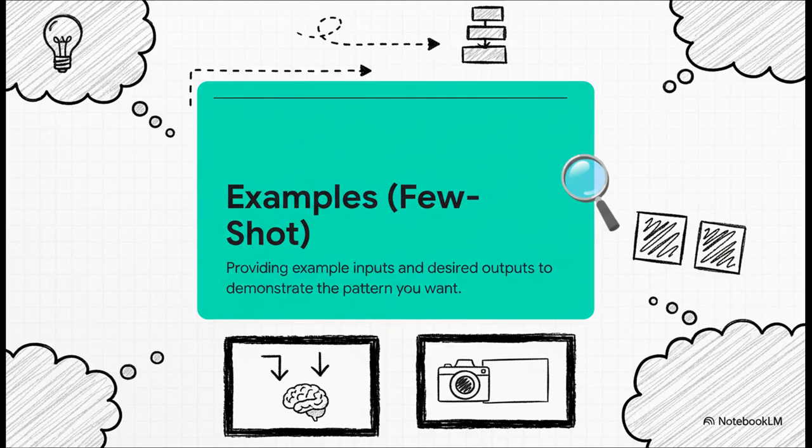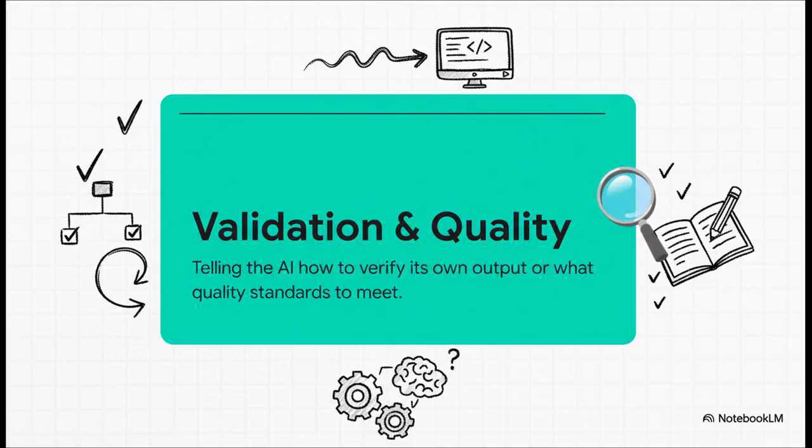Okay, next up, examples. Sometimes showing is way more powerful than telling. If you need a very specific style or a certain pattern in the response, just give the AI 1, 2, maybe 3 examples of what you want. This technique is actually called few-shot learning, and it is incredibly powerful for teaching the AI the exact nuance you're looking for. And finally, we have validation. This is my favorite part.